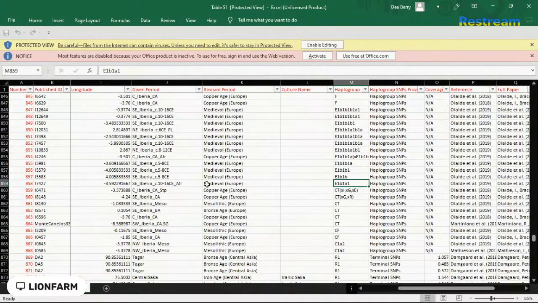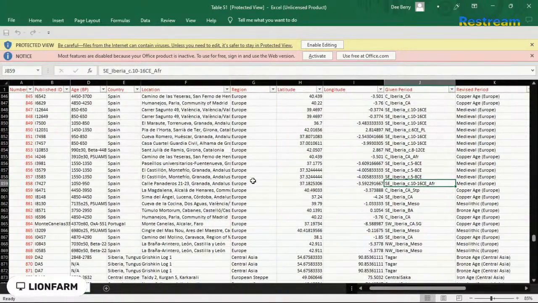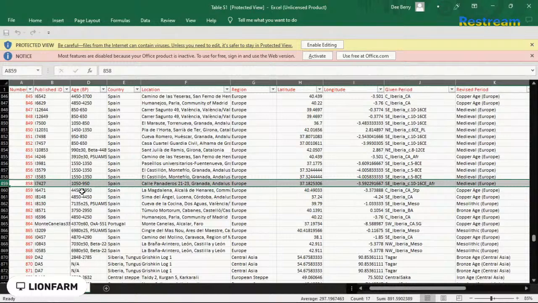What we have here, Middle Age Europe, Iberia. We can see Granada, Spain. Looks about a very early time frame. So like close coming in.